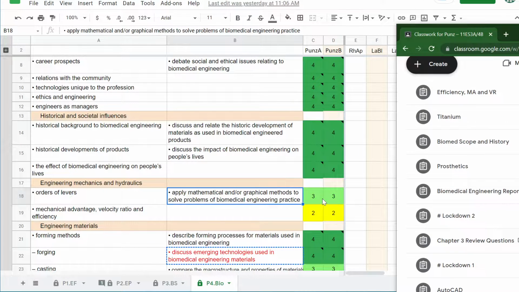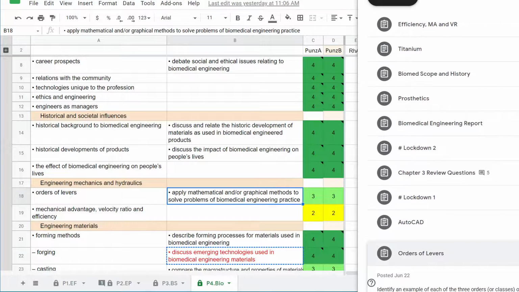Orders of levers. So we've learned that there are 3 different orders or classes of levers. We generally talk about seesaws, wheelbarrows, and fishing rods. Obviously, there's a whole bunch of other applications. Things like hammers are the same as a seesaw, second order levers are things like a nutcracker, and third order levers are things like tweezers or tongs.